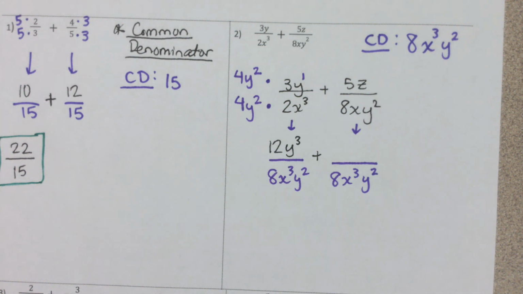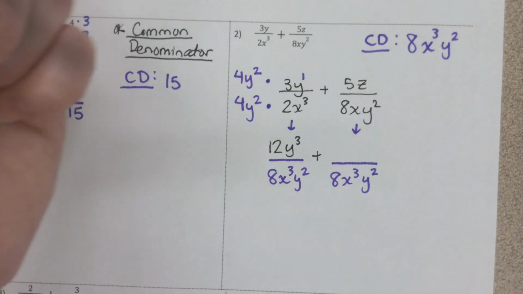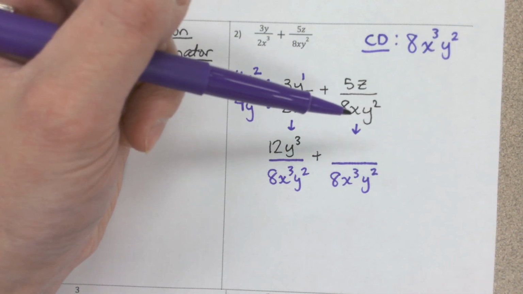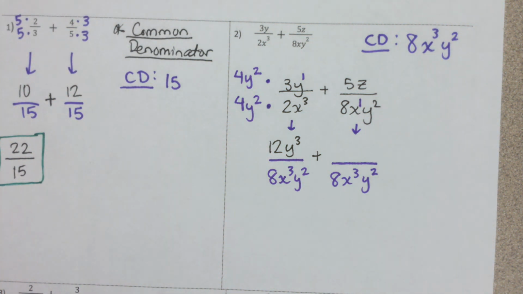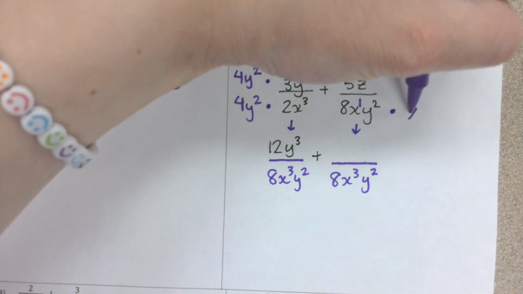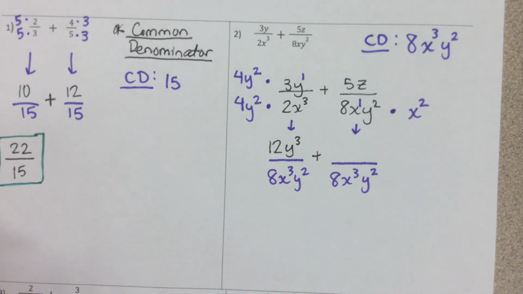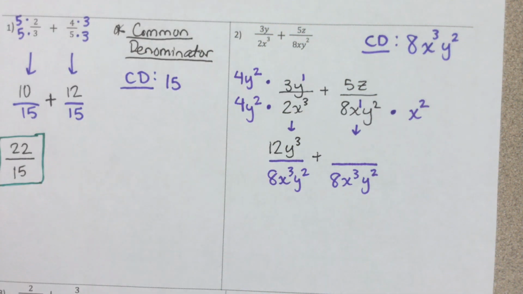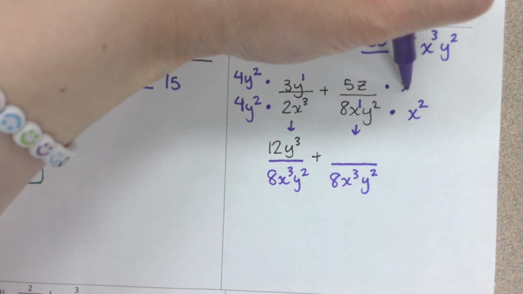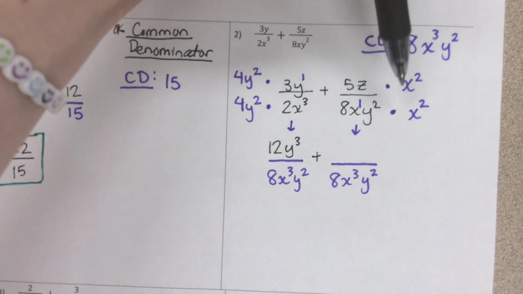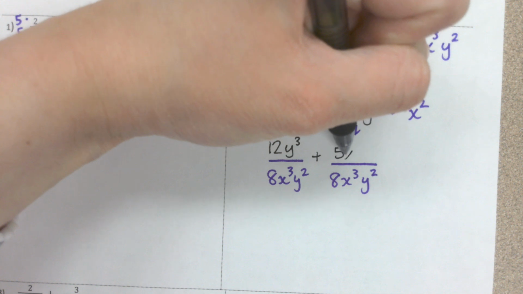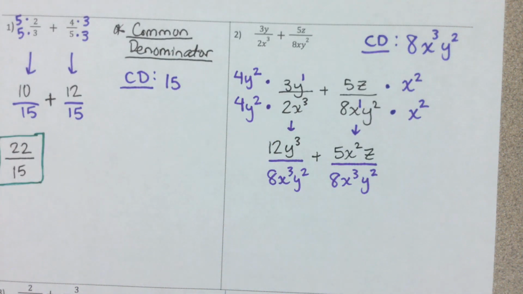I'll do the same for the other fraction. Let's see what we need. We already have the 8, so we're good there. We need more x's. We have 1 x right now, so we need 2 more to get to 3. So we need x squared. And then the y squared is already there, so we're good. All we need is an x squared to make this work. Multiply top and bottom by x squared. On the top, we're just going to put all of this together in alphabetical order. 5x squared z.